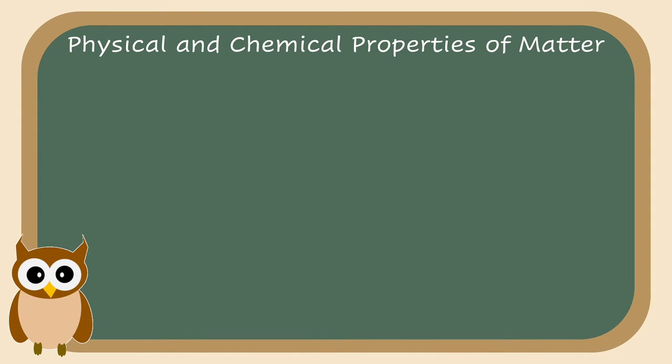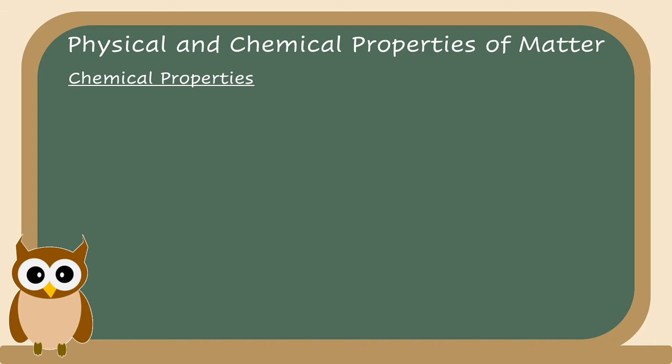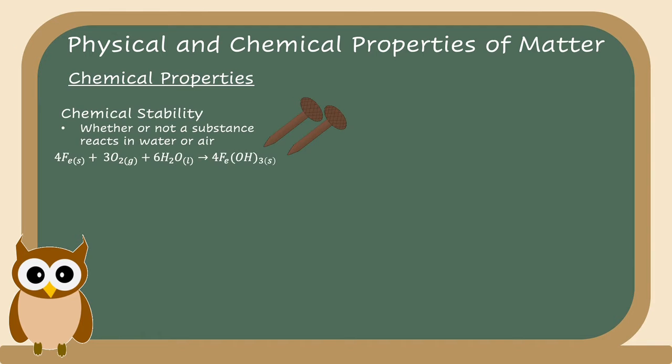Now, on to some examples of chemical properties. To observe the chemical stability of a substance, we must test its reactivity in air or water. As for iron, it slowly reacts with moisture in the air to produce iron hydroxide, otherwise known as rust.